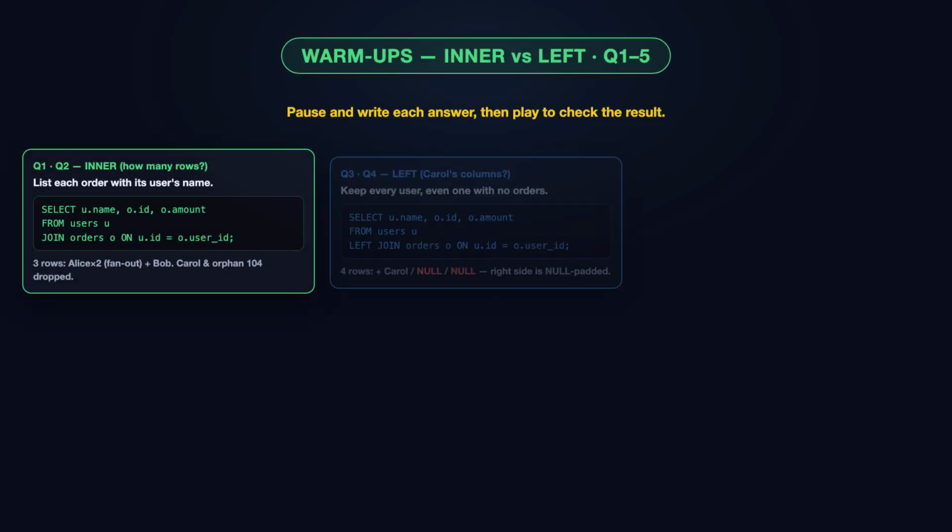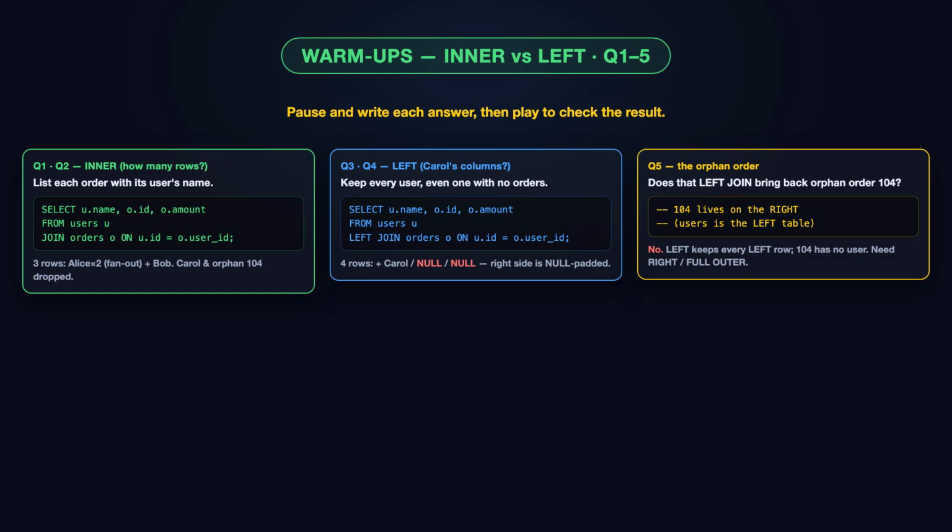Warm-ups, inner versus left, questions 1 through 5. Question 1, write a query that lists each order together with the name of the user who placed it. Pause now and write it. Here's the answer: select u.name, o.id, o.amount from users u join orders o on u.id = o.user_id. A plain join is an inner join.